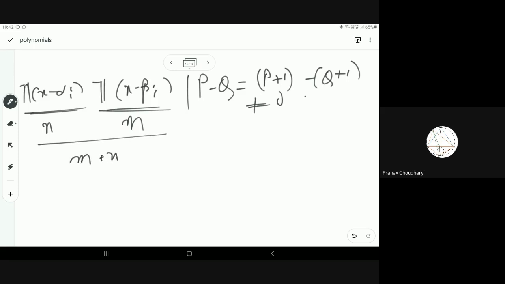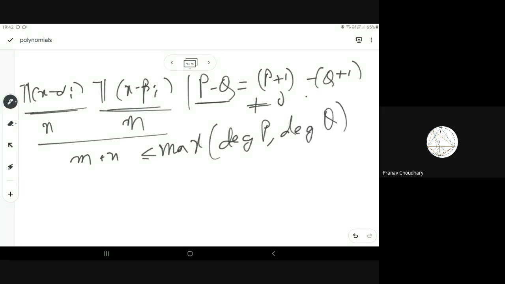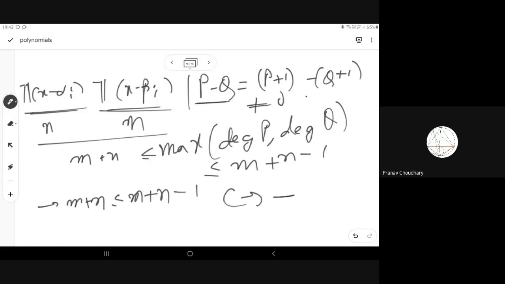And this must be at most the maximum degree of p and q. Max of degree p comma degree q, but by the previous inequality it's at most m plus n minus 1, so you get m plus n is at most m plus n minus 1, so that obviously can't happen, so we arrive at a contradiction.